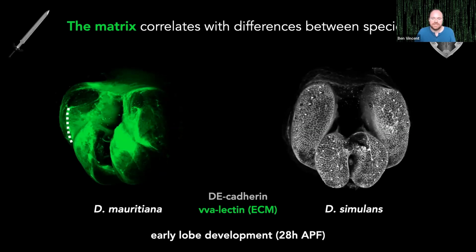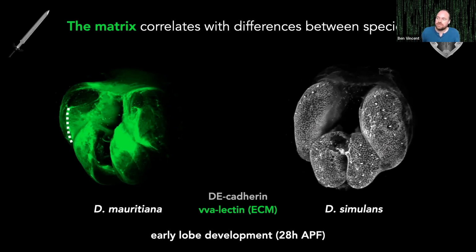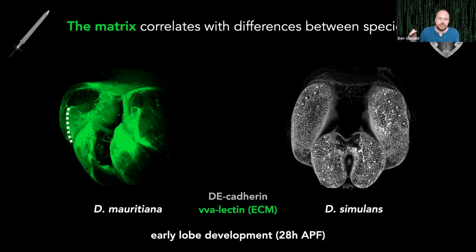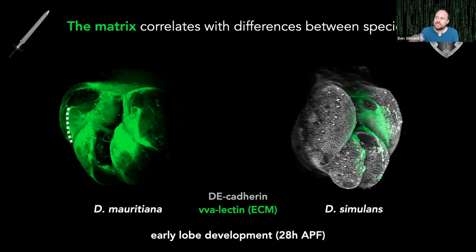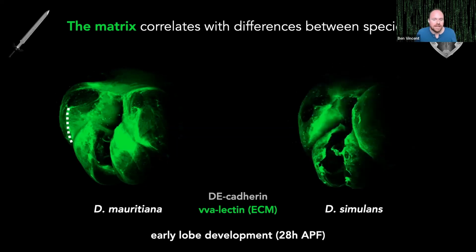Now, the situation is a little different in simulans. Here you can see the matrix extends further up the tissue compared to Mauritiana. And once I take away the cell outlines, you'll see that it lies right along the edge of the developing shield. And so in both species, we see this correlation between the size of the lobe and its association with the matrix, even before the lobe has started to form. And that suggests that the matrix plays some role in its diversification.